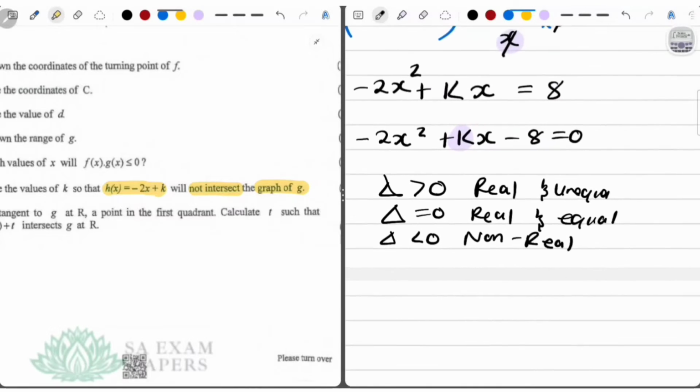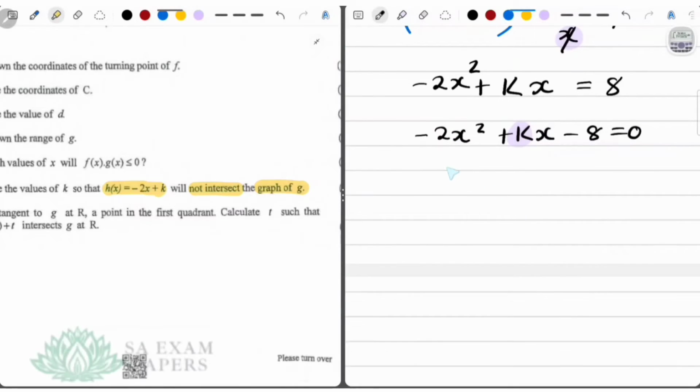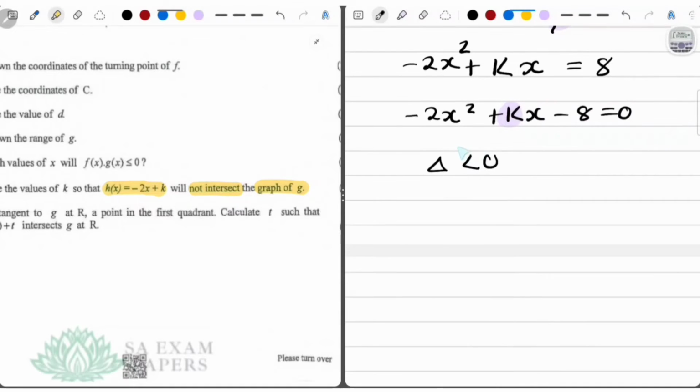So that's what we're going to do. We're going to manipulate this equation and find the values of k for which they will not intersect. In other words, the roots will not be real, the roots will not exist. So I'm trying to find where delta is going to be less than 0 for this equation. Delta is b squared minus 4ac, and I need to make that less than 0.